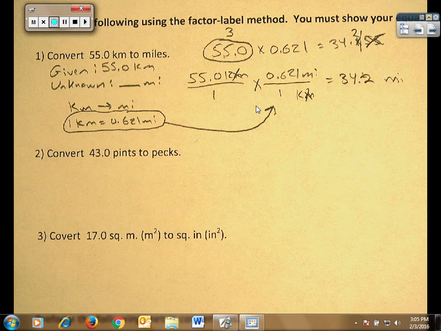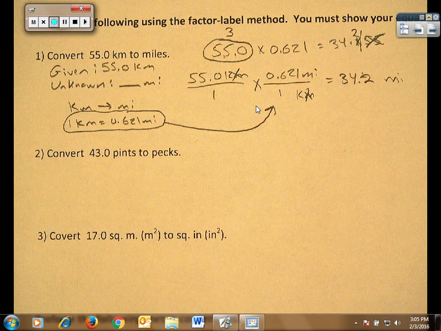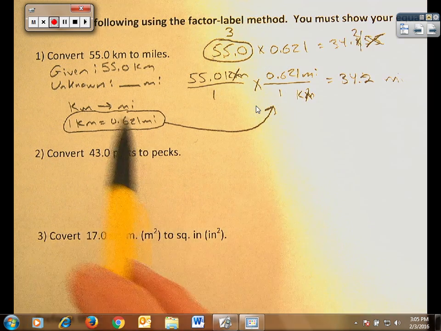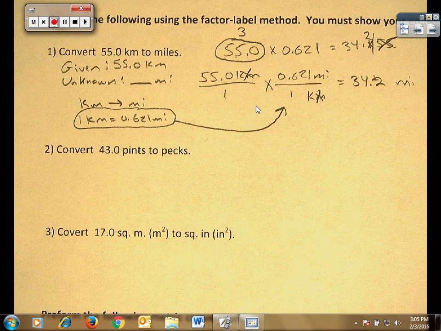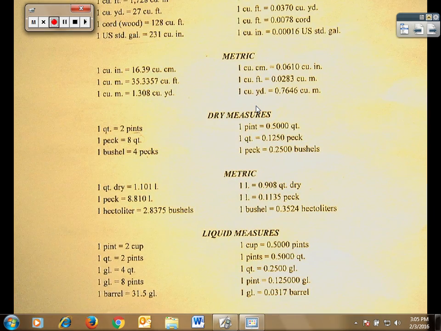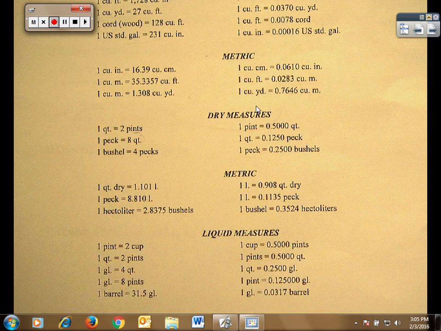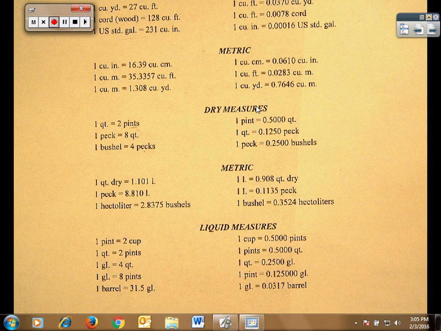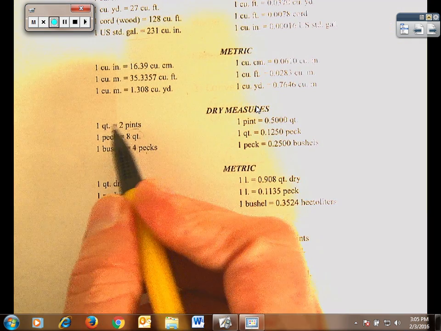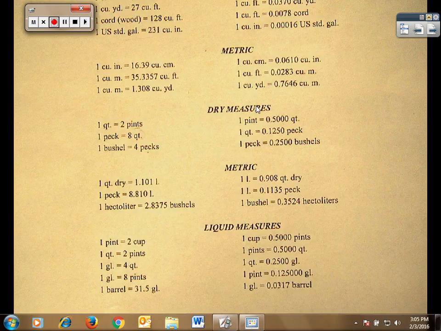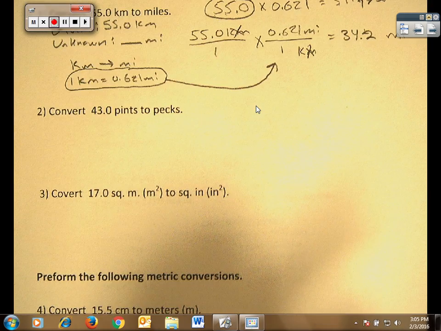Again, this is an example of a direct conversion. It's a direct flight from kilometers to miles. We just have to use that one equivalence to get from point A to point B. That doesn't always happen, as is going to be the case in number 2, going from pints to pecks. Pints and pecks are dry volume measurements. So we look at our equivalences for dry volume measurements. When we look at this, there is no pint to peck equivalence. We have pints to quarts, we have pecks to quarts, but we don't have one that gets us directly from point A to point B.